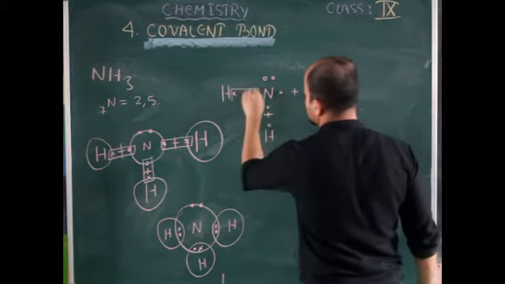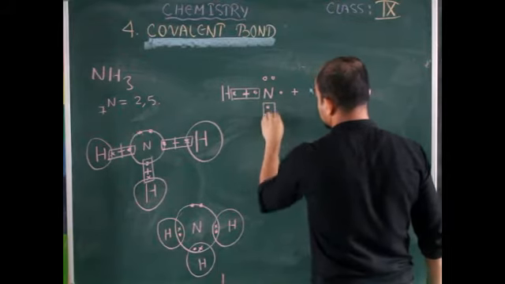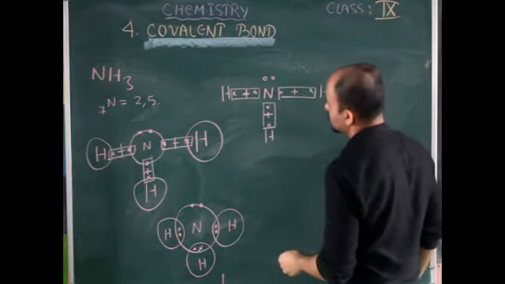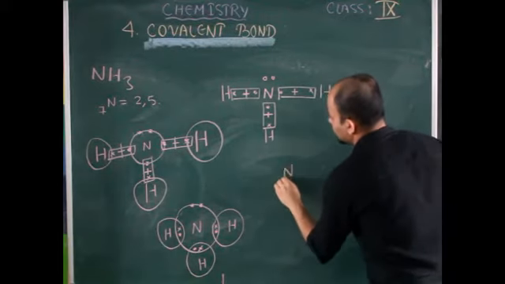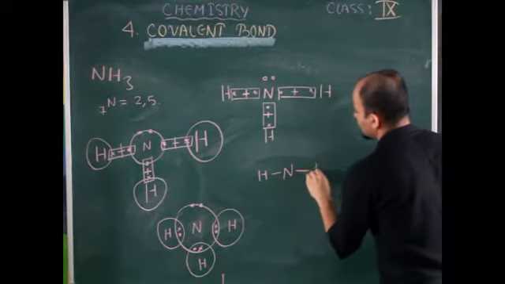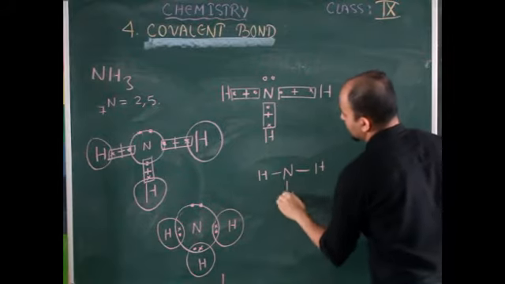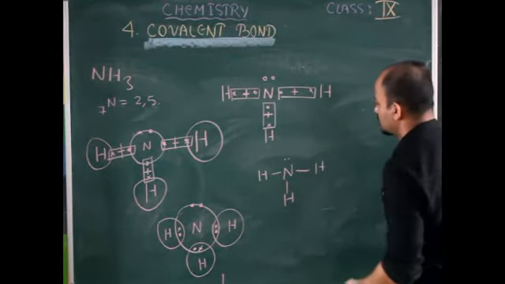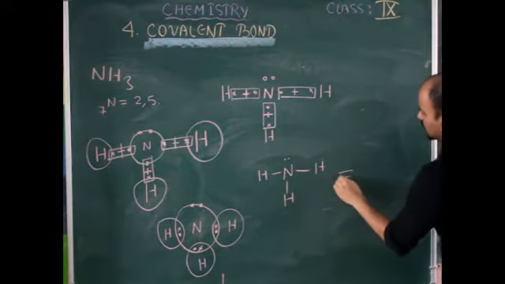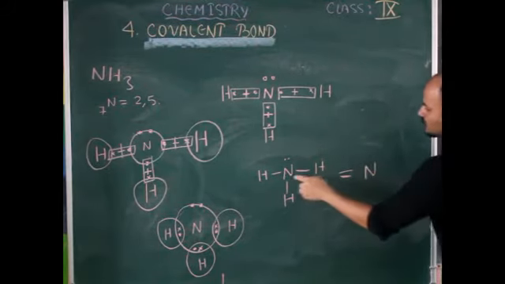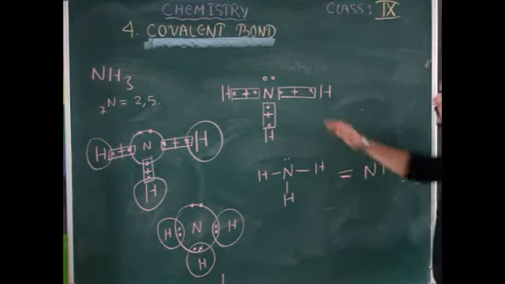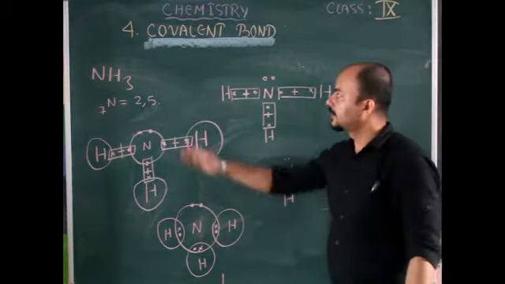They will go for mutual sharing of electrons. As a result, we will have NH, H, and H, and these 2 electrons you can show as a lone pair here. Now this is equal to what? This is equal to 1 nitrogen and 3 hydrogen, NH3. So this is the electron orbital structure of NH3.